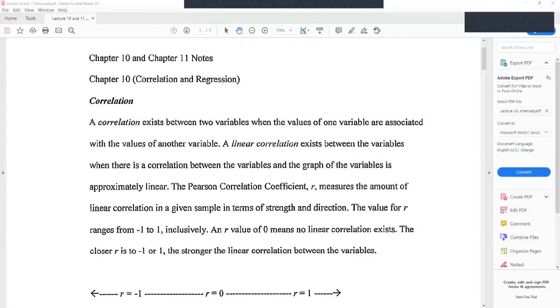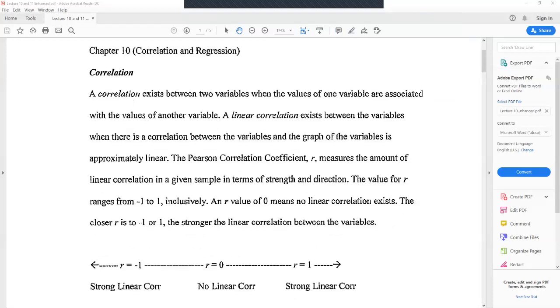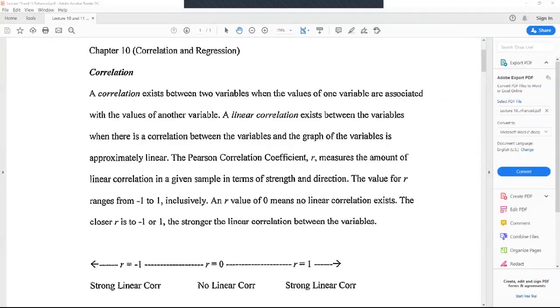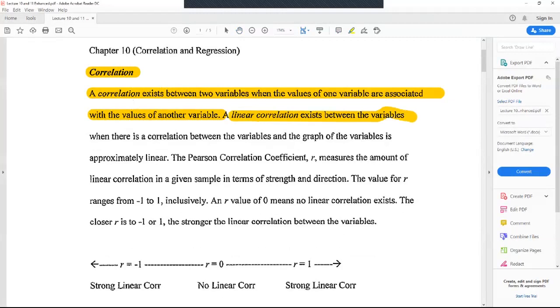This lecture is from chapters 10 and 11. In chapter 10, we're going to be looking at correlation and regression. I'm not going to bore you by reading the text to you, but I do want to talk about the concept of correlation. A correlation exists between two variables when the values of one variable are associated with the values of another variable. And you have a linear correlation between the two variables when there is a correlation between the variables and the graph is approximately linear.